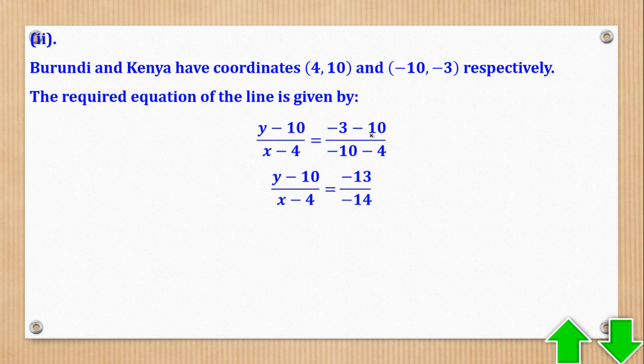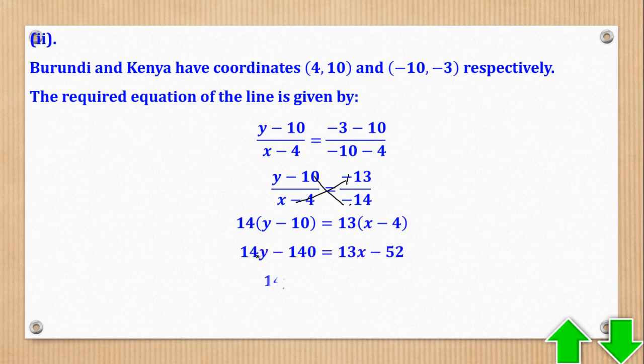Cross simplify. Numerator gives -13, here gives -14. Then cross multiply. This with that, this with this. So the negatives cancel. Open brackets and rearrange. And that is what they wanted. That was task A. Now we shall go to task B.